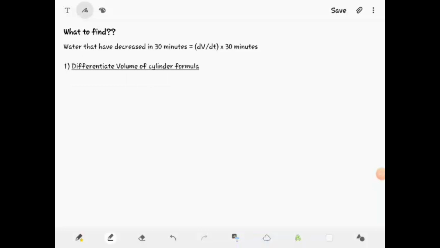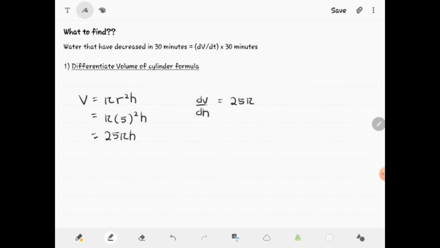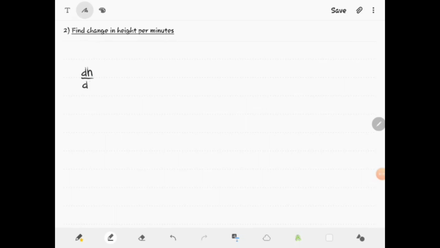For calculation, the thing that we want to find is how much water has decreased in 30 minutes, which is the change in volume of water in 1 minute times 30 minutes. First thing that we must do is find the derivative of the cylinder formula. The formula of cylinder is pi times radius to the power of 2 times height. Replace radius with 5 because the tank radius is 5 meters. After that, differentiate the volume and we will get dV over dH equal to 25 pi.